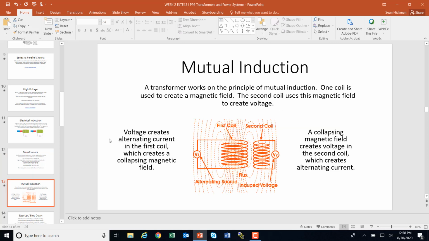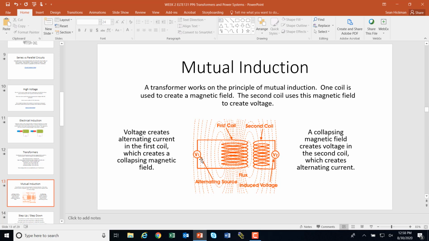So going back to induction, and what I was talking about a minute ago, a transformer works on the principle of mutual induction. When you have a transformer, you're going to have two coils, a primary coil and a secondary coil. The purpose of the first coil is to make a magnetic field. And how do you make a magnetic field? You take voltage and you run current through it. We just talked about that a minute ago. You learned that in primary school, that you get a magnet.